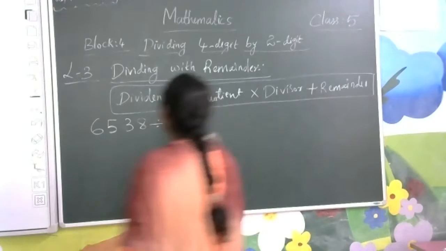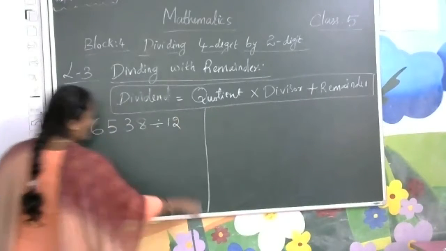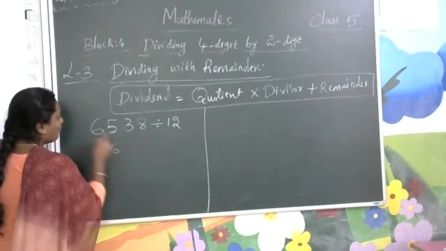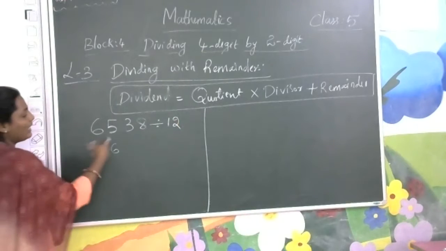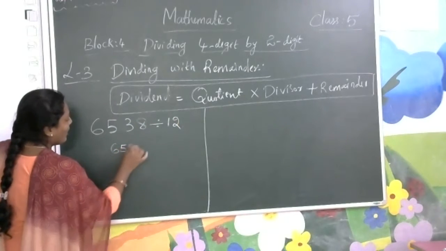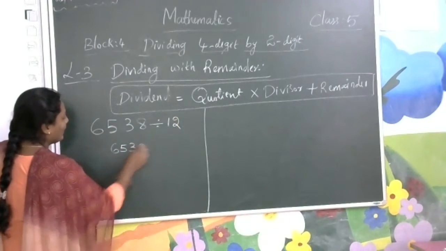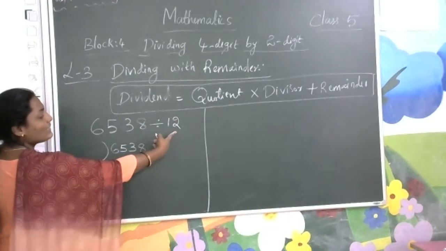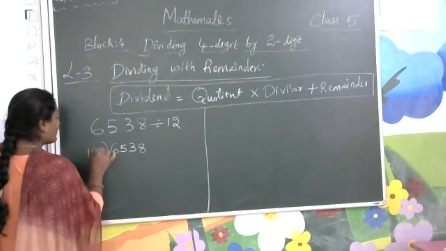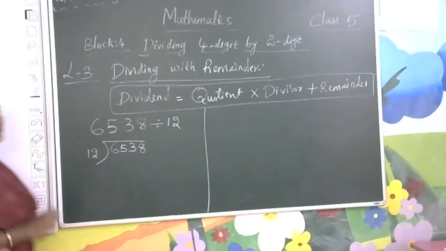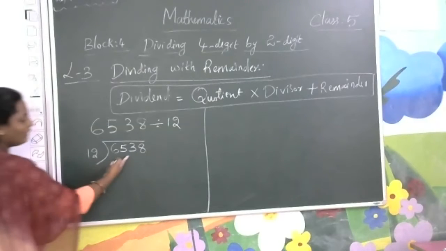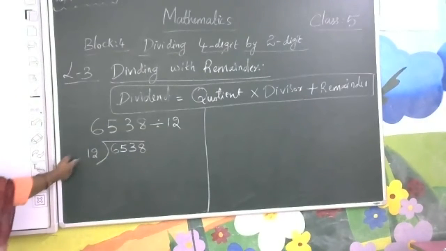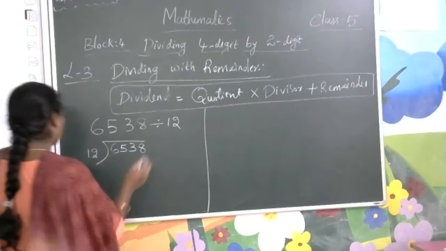So first we need to do division, the common division. Our dividend is 6,538. And what is our divisor? 12 is the divisor. Now we have to find the quotient. They have given the dividend and divisor, and we have to find the quotient. In the 12 table, 65 comes.